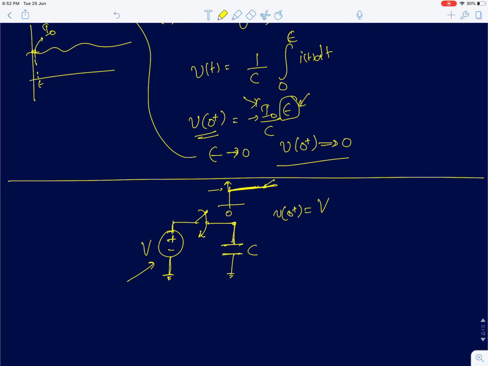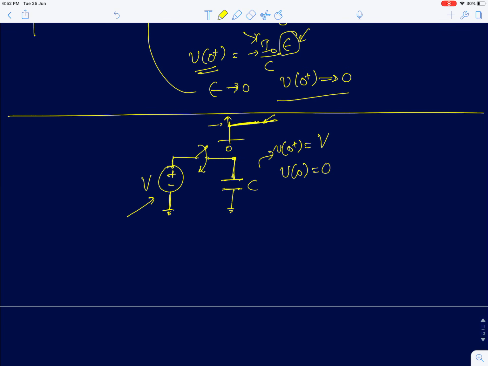Before your switch was closed, the capacitor voltage was 0. V of 0 was 0. The instant you switched it on, the capacitor voltage has to reach V. But as far as circuits are concerned, yes, this is going to happen, right, because it's an ideal voltage source. So then how does this happen?